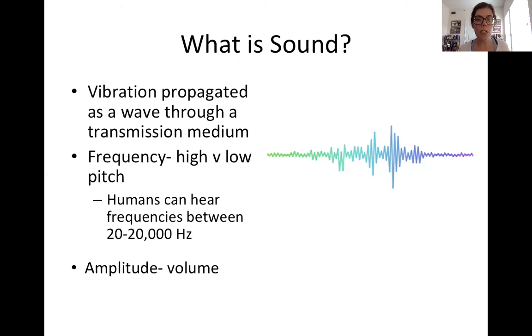The other thing we need to think about is amplitude or volume. So if we have a high amplitude, we're going to have a very loud noise. A very small amplitude, we're going to have a very soft noise. And both of those pieces of information, both frequency and amplitude, will tell us about the sound and will code for what kind of sound we're hearing.